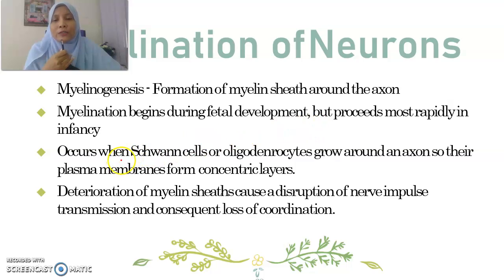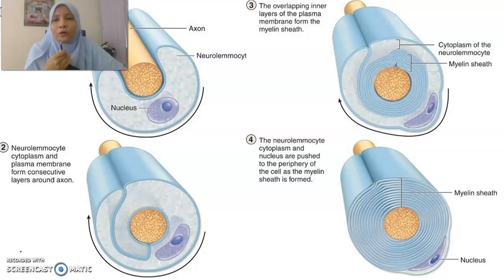It occurs when the Schwann cells or oligodendrocytes, both of which, as we recalled, are neuroglia, grow around an axon. It starts, and then their plasma membrane forms concentric layers. These layers will afterwards be called the myelin sheath. If there is any deterioration of this myelin sheath, it will cause a disruption in nerve impulse transmission, and consequently a loss of coordination.